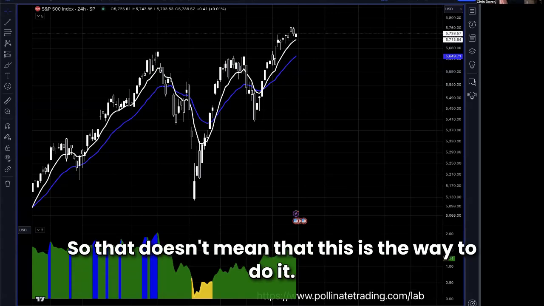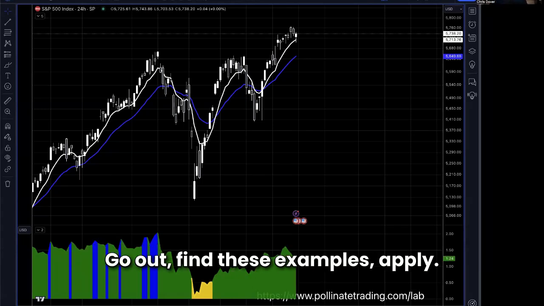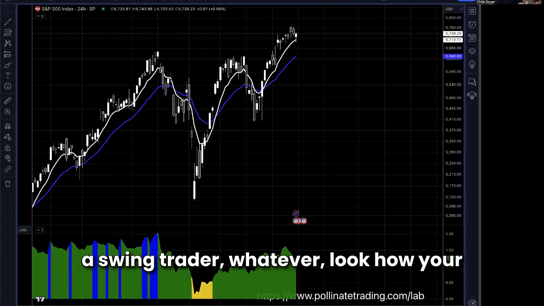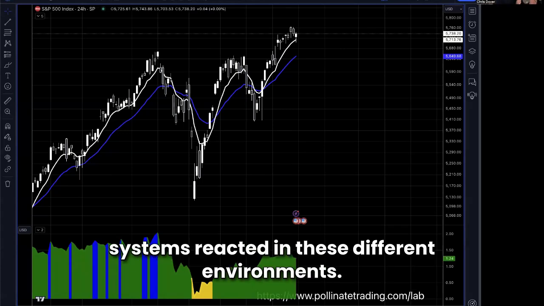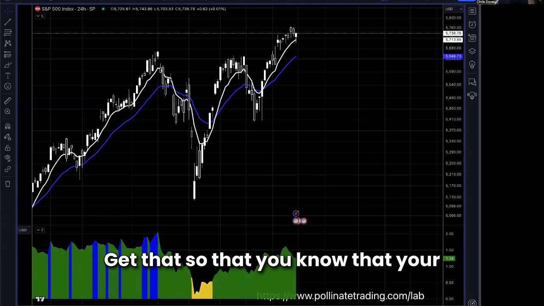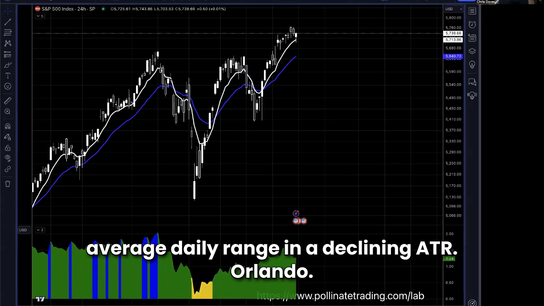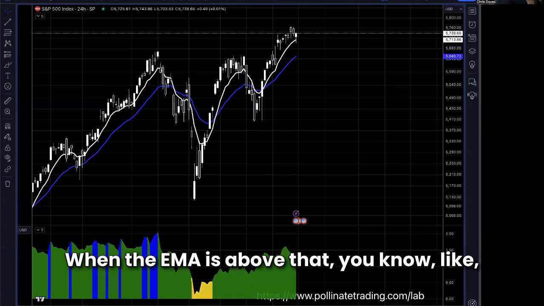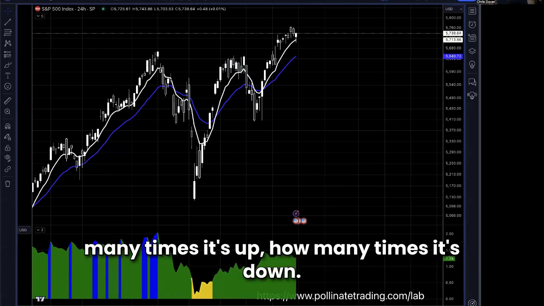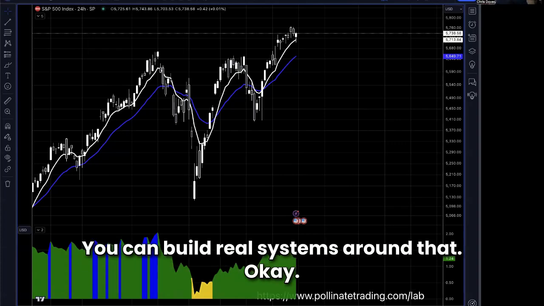Okay, so that doesn't mean that this is the way to do it. Go out, find these examples, apply, look at how your system's traded. If you're a day trader, if you're a swing trader, whatever, look how your systems reacted in these different environments. Write that down. Get that documented in your spreadsheets. Get that so that you know that your average daily range in a declining ATR, or when the EMA is above that, your average daily range, how many times it's up, how many times it's down. Start getting that information. You can build real systems around that.